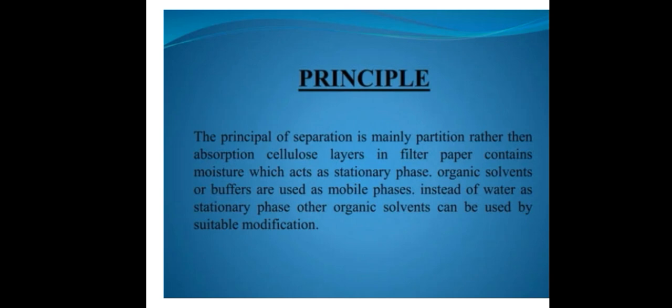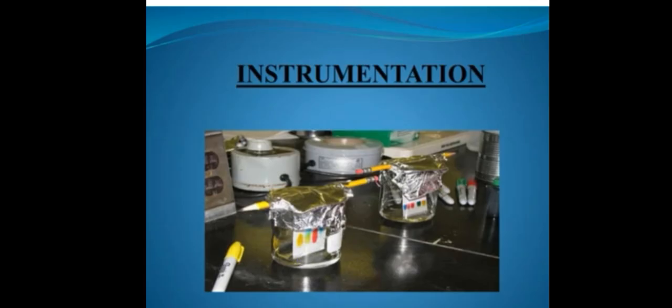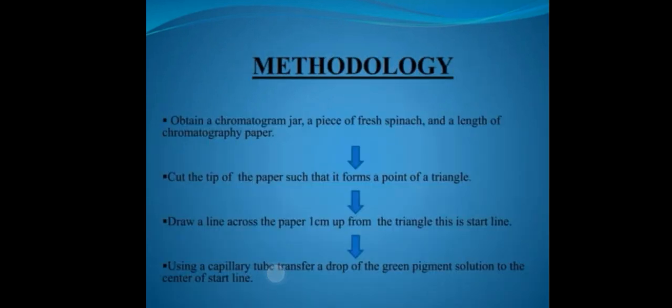Paper chromatography is also a separation technique. In paper chromatography, the partition principle is used. There are two types of paper chromatography: paper adsorption chromatography and paper partition chromatography. And this instrumentation is used, which is shown by this diagram. Then I describe the method of paper chromatography.